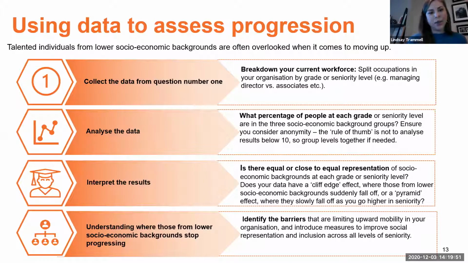And then the final step on this, once you have that data, once you know what's happening, understand where those from lower socioeconomic backgrounds stop progressing, and start listening. Set up listening sessions, talk to people. Best practice is to work with an expert like Nick at the Bridge Group, like Sam Friedman on our commission. Work with an expert to do some qualitative research to hear and listen and figure out what those barriers are in your organization. And of course, also use our toolkit, where we talk a fair bit about progression.